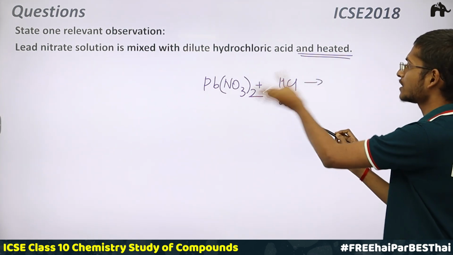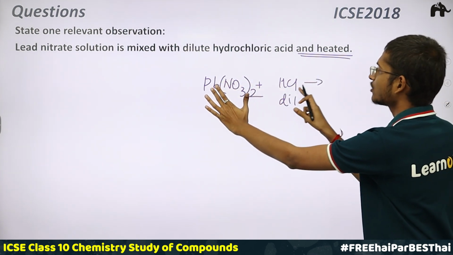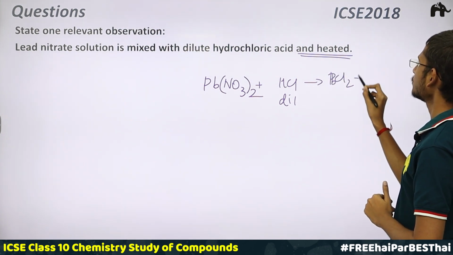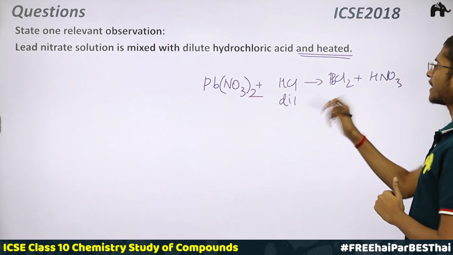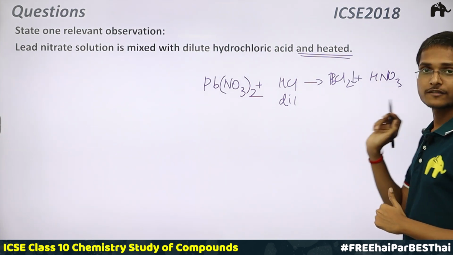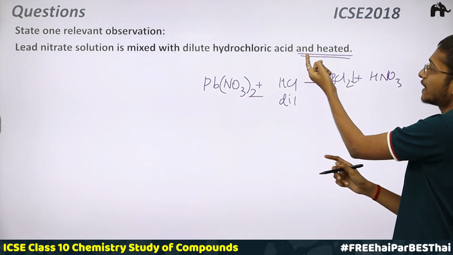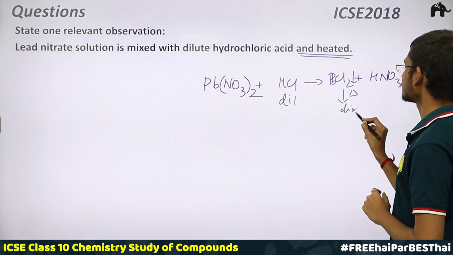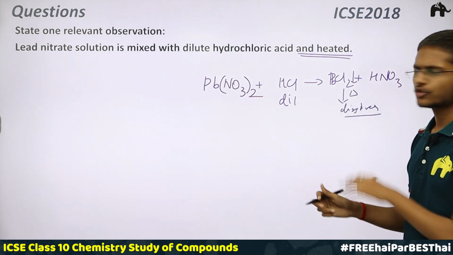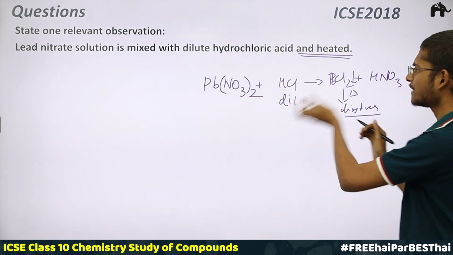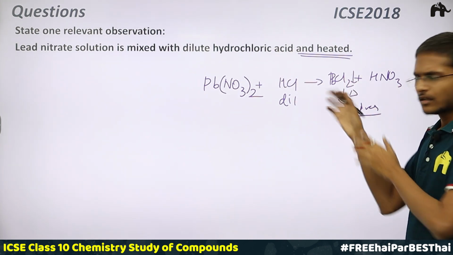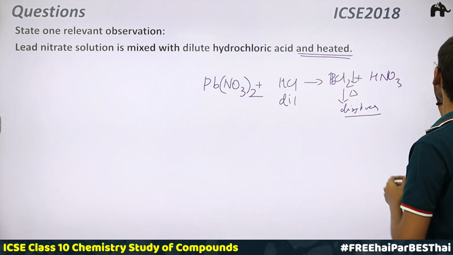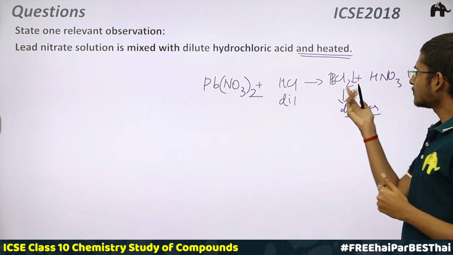So what would happen once we make them react? We know lead chloride is formed and nitric acid is formed, right? PbCl2 and nitric acid. You can balance the reaction. This lead chloride precipitate is formed, as we have just seen. But they have asked, and heated. After heating, we know it dissolves. So you have to just write the observation. They haven't asked you the reaction. I have just written this reaction to make you understand. So what would be the observation? Simply, lead chloride precipitate is formed.